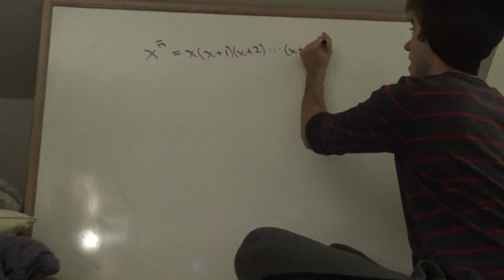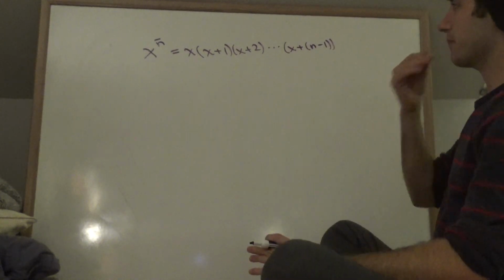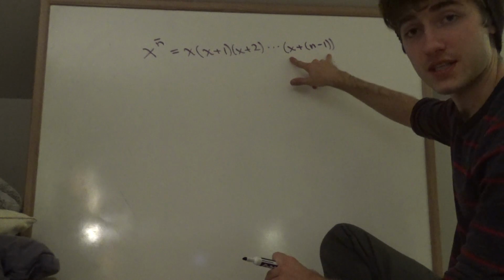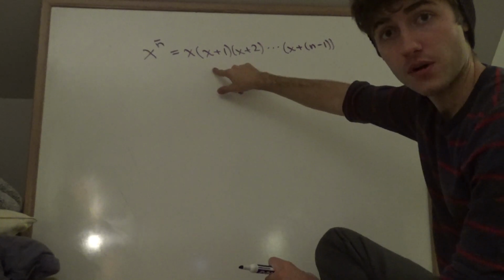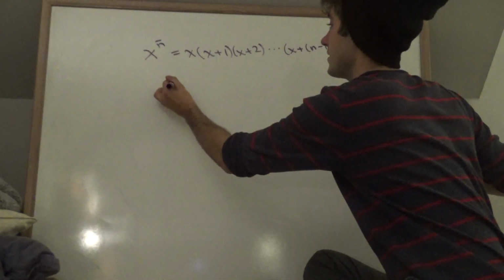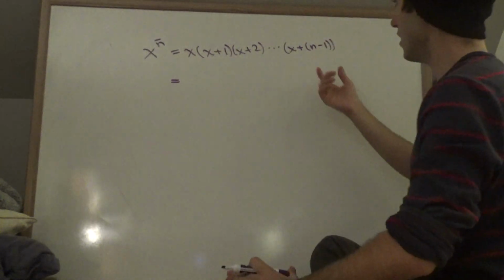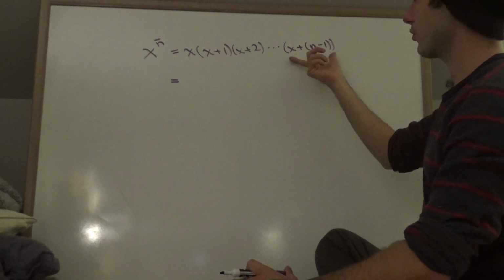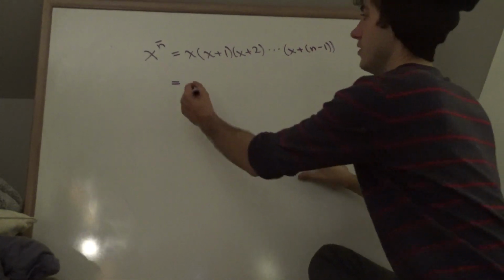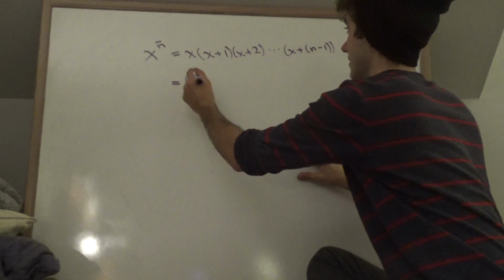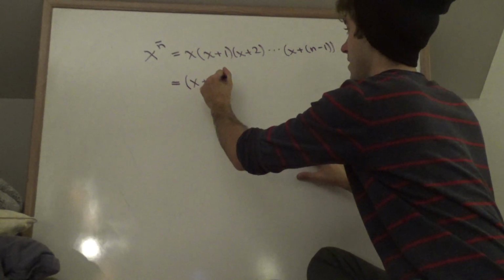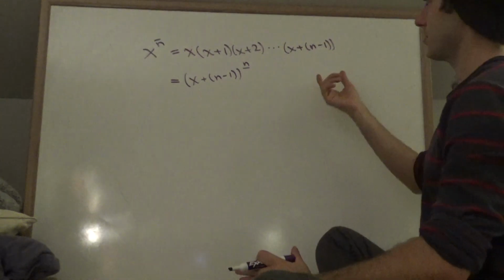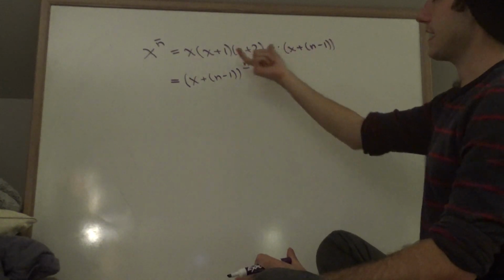But we could view this as a falling factorial if we consider this to be the place that we're starting and we're working our way down. So this is also the same as the nth falling factorial of this thing right here. So that's x plus n minus 1, but the nth falling factorial of that, because we just sort of work our way down to there.